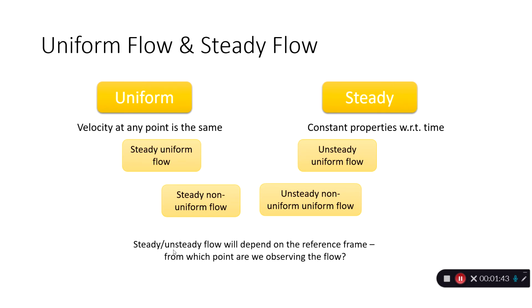Okay, so the steady or unsteady flow will depend on the reference frame. So if you remember, I'm sure you've been given an example of relative velocity, where if you're standing on a moving train, the velocity of the train, according to you, if you're the observer, will be 0 because you are both moving at the same speed. So the same thing applies here. Okay, whether or not a flow is steady or unsteady depends on what the reference frame is. Okay, from which point are you observing the flow?